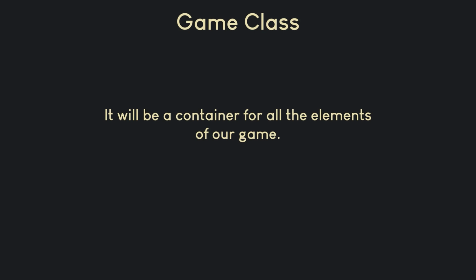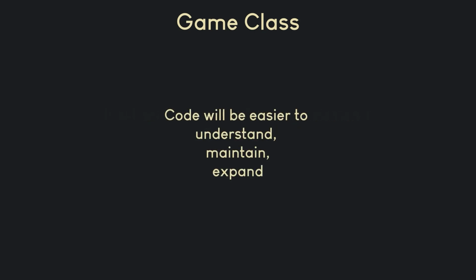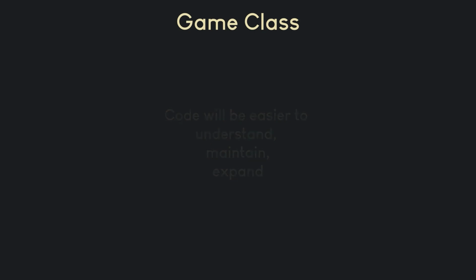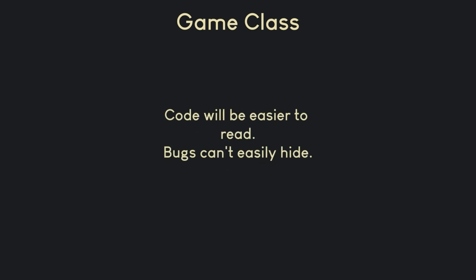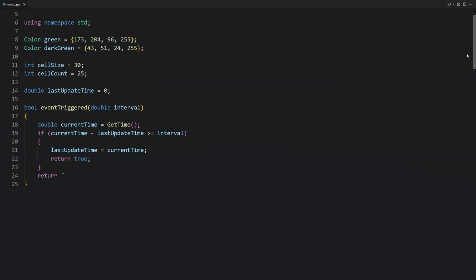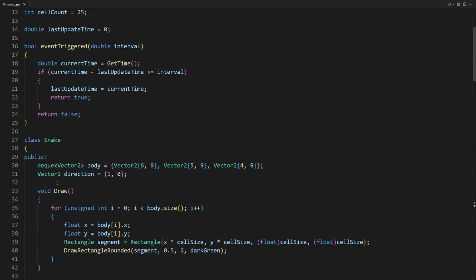By centralizing all the game's functionality within this class, it will be easier to understand, maintain, and expand upon in the future. Additionally, it will also improve code readability and reduce the risk of bugs by keeping related code together in one place. Overall, creating a game class will greatly improve the organization and structure of our code base, making it easier to work with in the future. So, let's create a new game class.